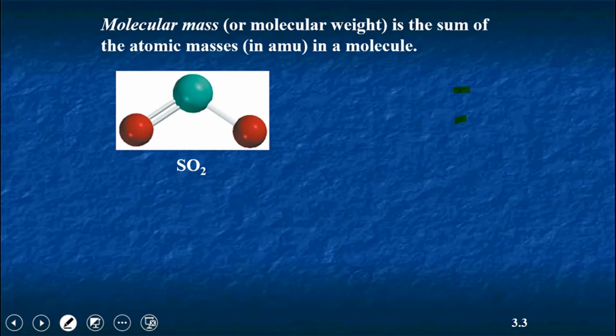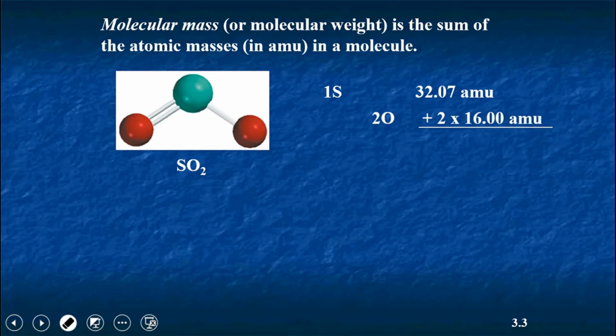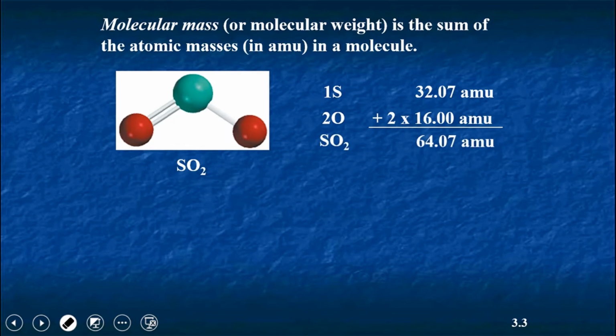Okay, so let me erase these things here. And let's go ahead and go forward. So we have one sulfur atom at 32.07 AMUs each, and we have two oxygen atoms at 16.00 AMUs each. We add that up and we arrive at what we call the molecular weight or molecular mass of this compound, 64.07 AMUs. In other words, if I could actually weigh one molecule of SO2, it would weigh 64.07 atomic mass units total.